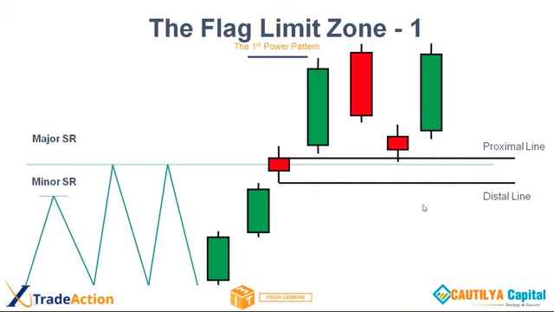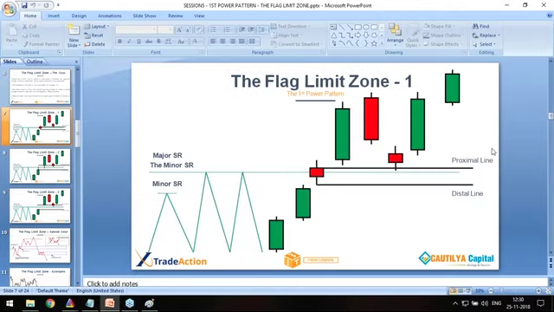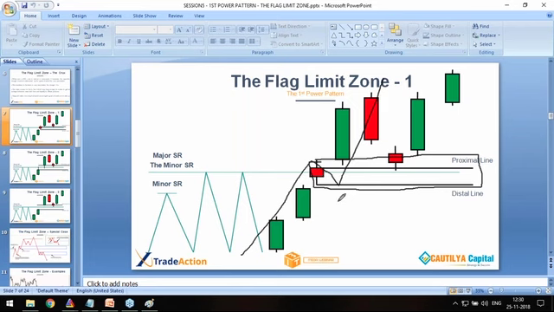Okay, so the point is, this is the flag limit point. Friends, this is the flag limit zone. Total flag limit zone is this. So what happens? Price broke, gave a jerk and went up. That is the flag limit zone. Rangaji, clear? And when price comes back again into the zone, it should react.